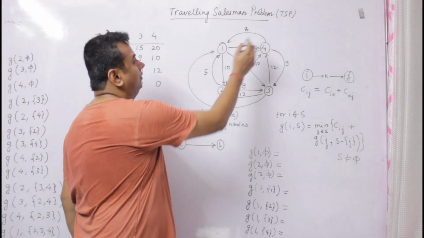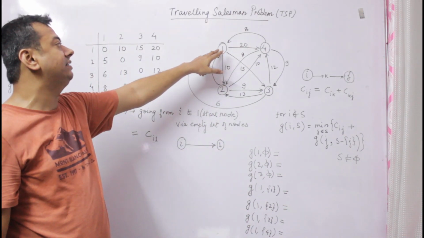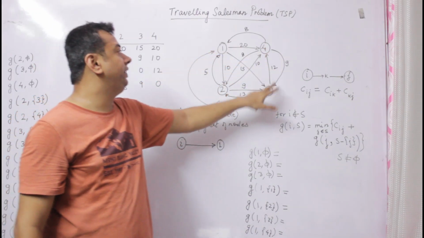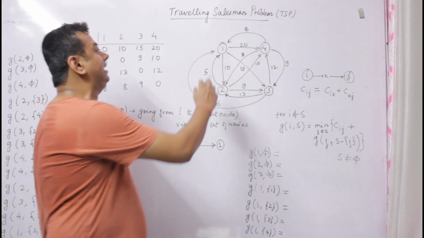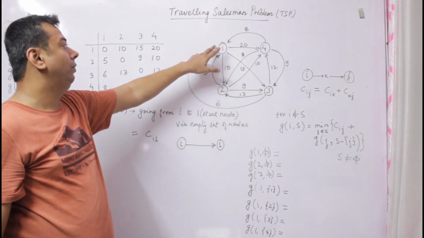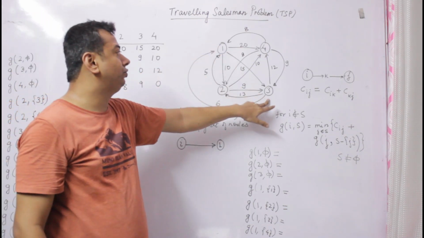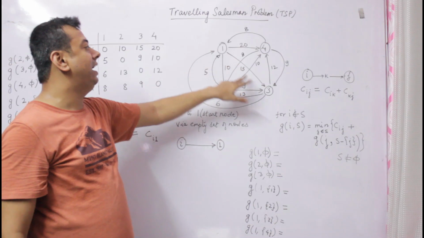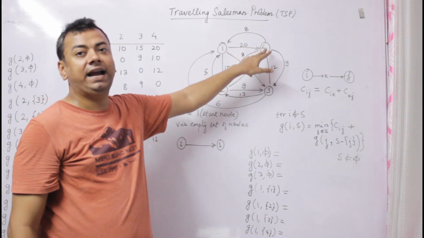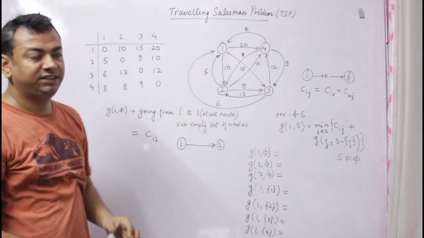Suppose we have different cities. Here we have denoted our cities with the notation 1, 2, 3 and 4, and there is a directed edge between the cities. Suppose one salesman has to go from 1 to 3. He will choose either this path, 1 directly to 3, or he may choose any intermediate city or intermediate nodes to go to 3.